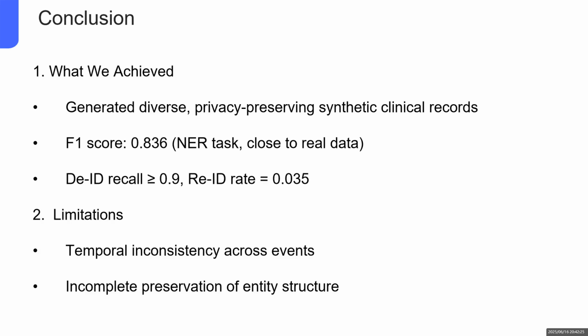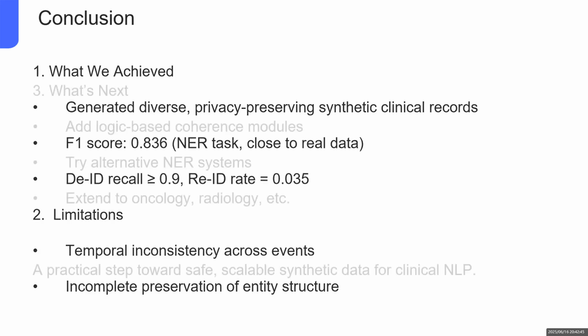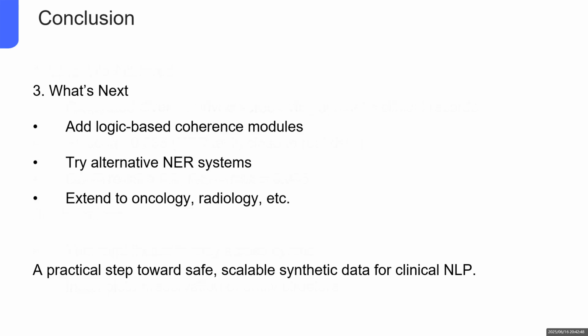However, the system still has some limitations. For example, it may struggle with temporal consistency, such as maintaining coherent timelines across events, and might not always preserve the structure of interconnected entities. Moving forward, we plan to explore logic-driven components to enhance coherence, try out alternative AI models, and adapt our system to new clinical domains such as oncology or radiology.